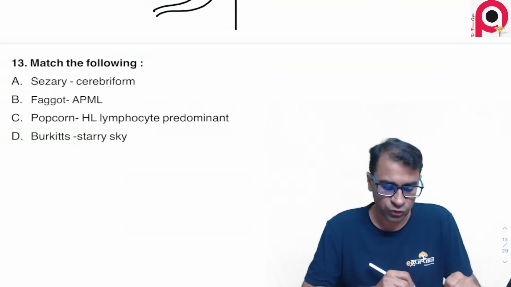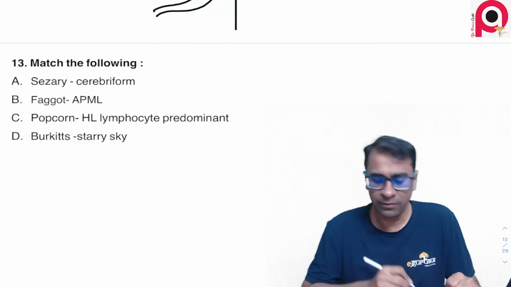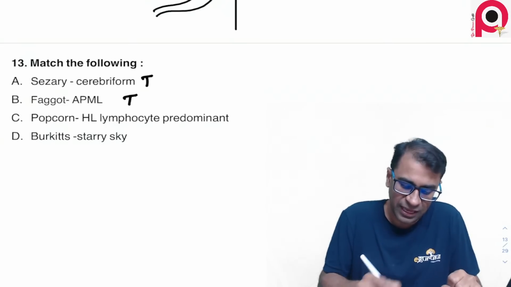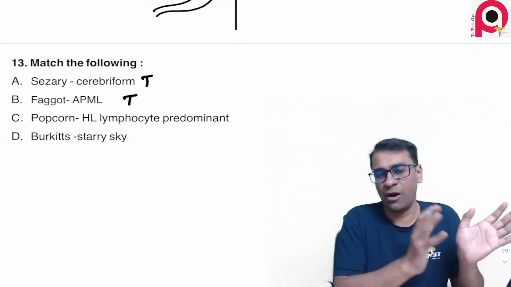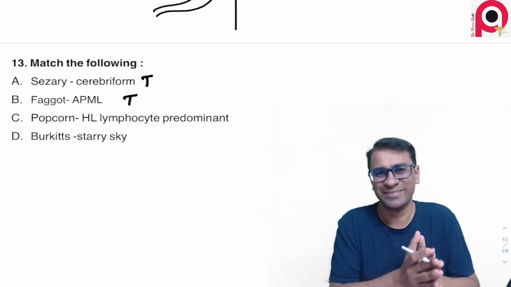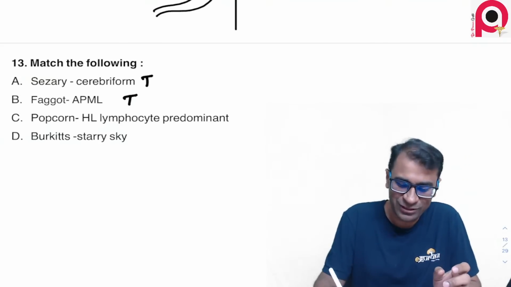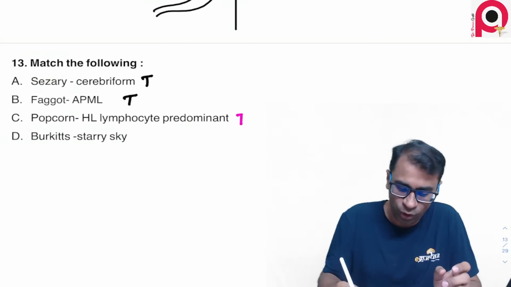Match the following. Sézary cells showing cerebriform nuclei. Yes, that's true. Faggot cell, APML. I suppose match the following. So I have already matched it according to the right answer. So let's not discuss the right true and false. This actually is the right answer here. These all are true here.